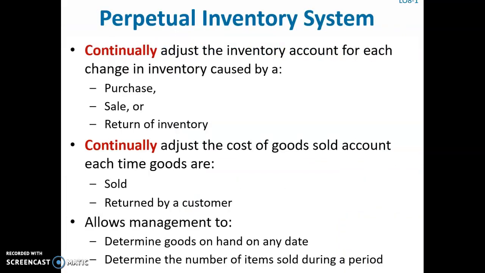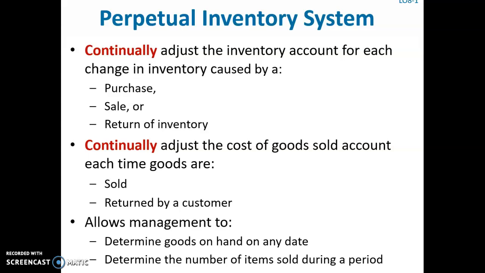Two accounting systems are used to record transactions involving inventory: the Perpetual Inventory System and the Periodic Inventory System. The Perpetual System was introduced to you in Accounting 301 and reviewed in Chapter 2 of this textbook. The system is aptly termed perpetual because the inventory account continually is adjusted for each change in inventory, whether it's caused by a purchase, a sale, or a return of inventory.